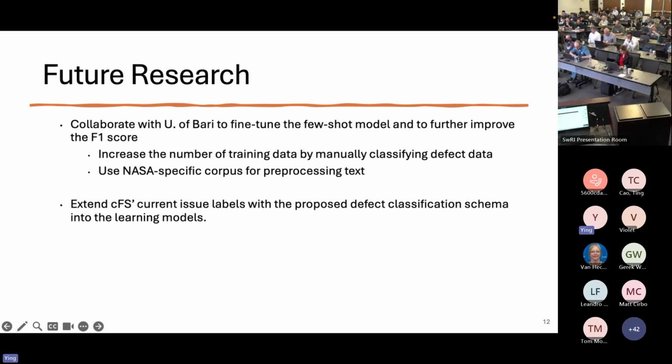Eventually our objective is to extend the current CFS issue labels for the four categories to the next level, so the proposed defect classification schema goes into our learning models.